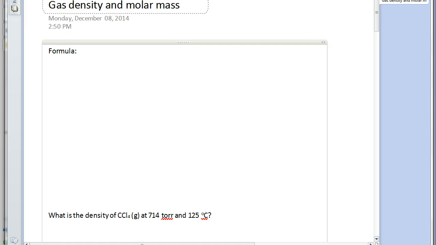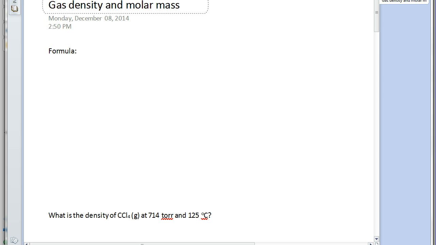Ladies and gentlemen, we're going to be talking about gas density and molar mass, and this is out of chapter 10, section 5. So you might want to take a look at chapter 10, section 5, read through that as well, work some of those practice problems. But let's get going on some of the formulas that we're going to use, gas density and molar mass.